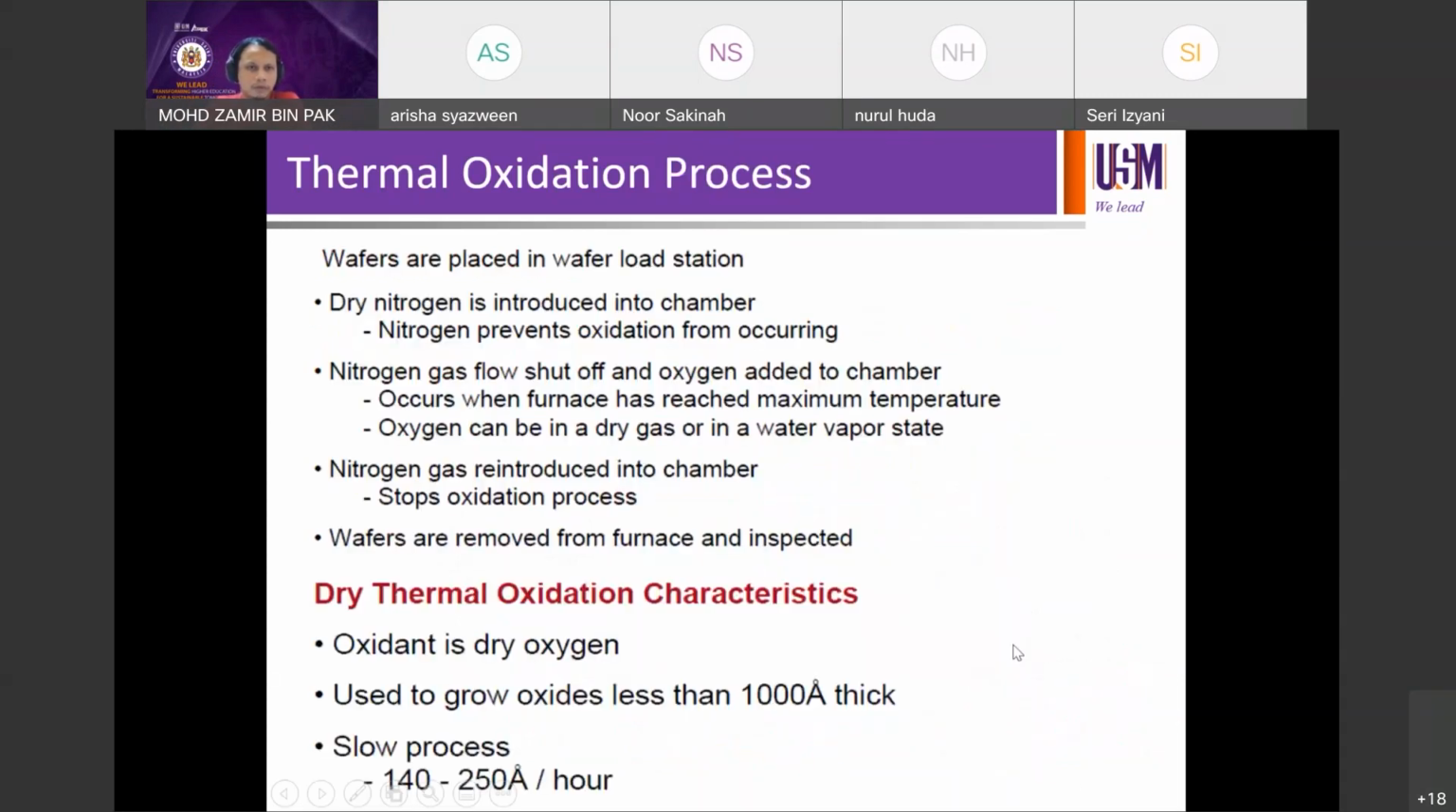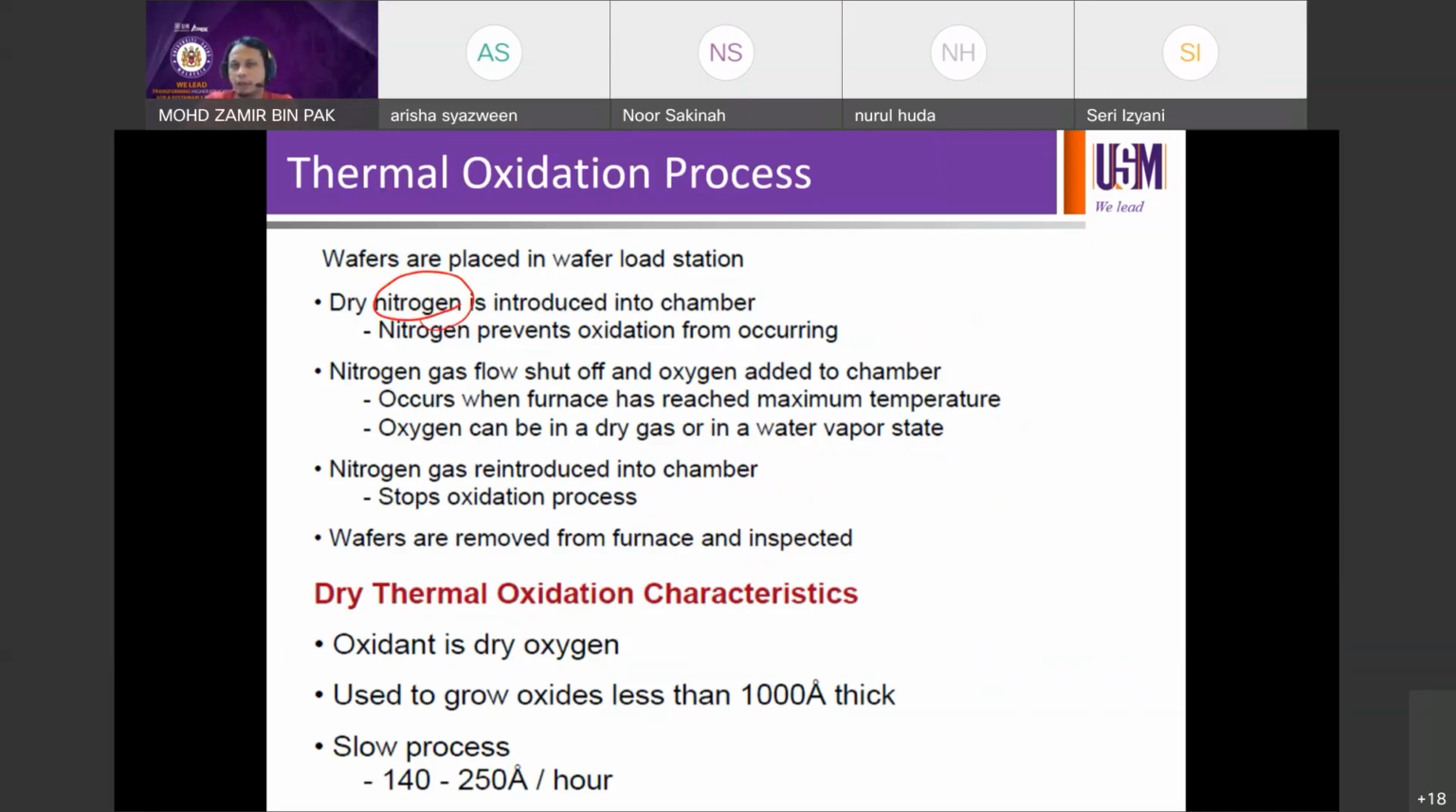Okay. So you can see the loading and unloading process on the video on e-learn. So dry nitrogen is introduced in this chamber as far as the process sequence is concerned. Before you start the oxidation process, you have to flow the nitrogen first into the chamber, so that the oxidation process won't start yet. Okay, so that's why you have to introduce this nitrogen into the chamber to prevent oxidation from occurring.